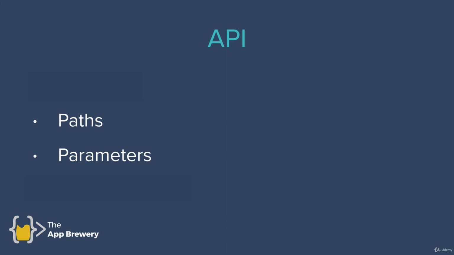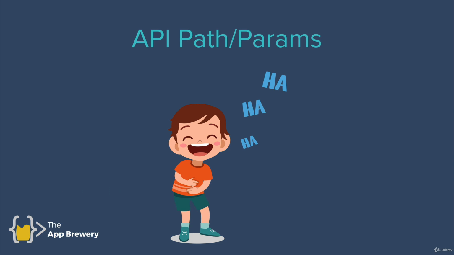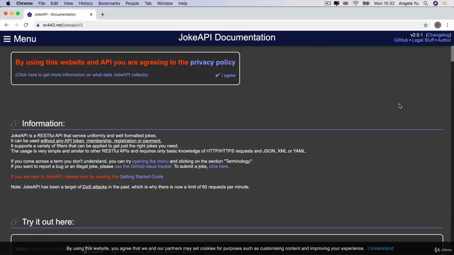In order to illustrate paths and parameters, we're going to use a joke API, which is an API that allows you to access a database of random jokes, and through the use of paths and parameters, we're going to customize the kind of jokes we want to get back. In the course resources, you'll find a link to the joke API, or you can simply type out this URL.